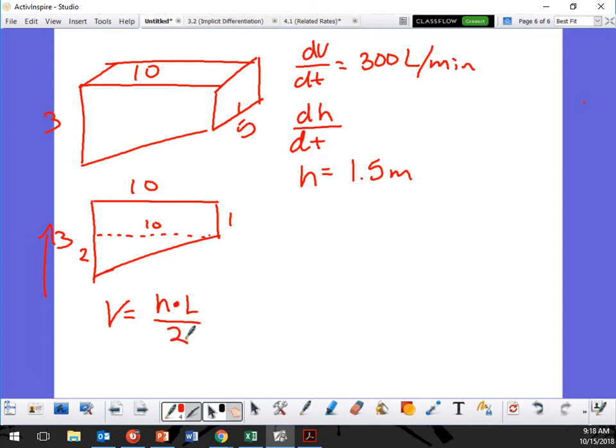Divided by 2. That's the area of the triangle, right? Now, since we're trying to find the volume of it, it's the area times the depth. So what is the depth of this? How wide is this going to be? 5 meters. Very good. So it's 5 meters. I got that from up here. I needed that information.